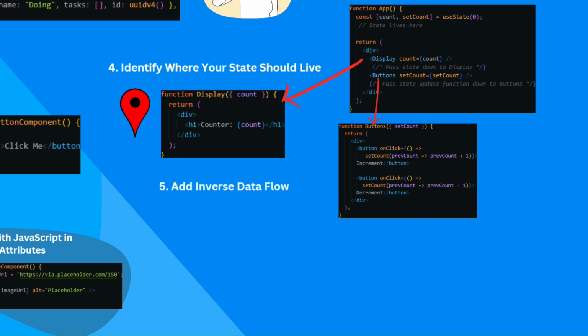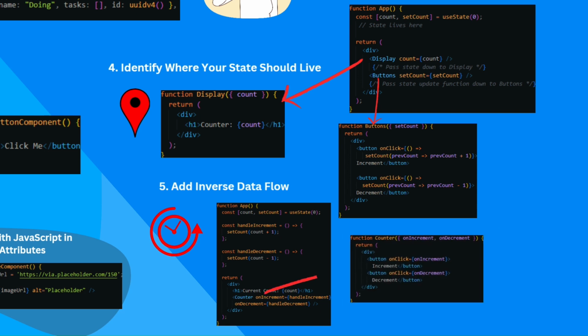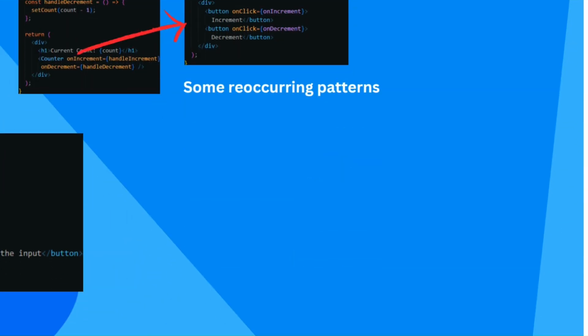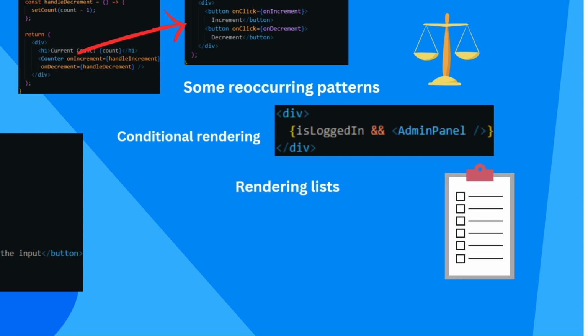5. Add inverse data flow. Finally, add inverse data flow to make the components interactive. This involves passing callback functions from the stateful parent component to the stateless child components. The child components call these functions to update the state in the parent component. Some recurring patterns that every React developer should know are conditional rendering and rendering lists.